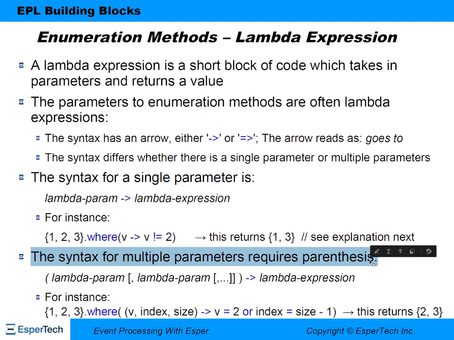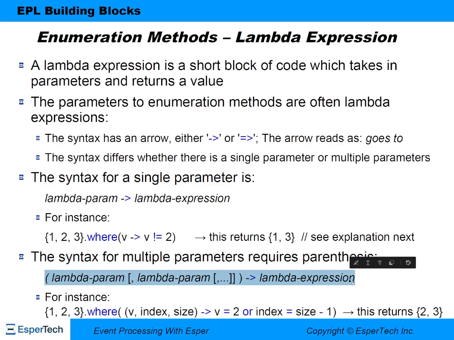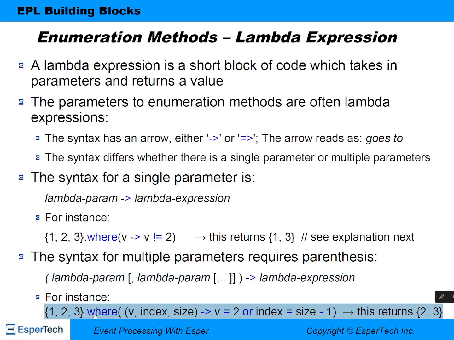The syntax for multiple parameters requires parenthesis: (lambda param, optionally more lambda param) goes to lambda expression. For instance, {1, 2, 3}.where((v, index, size) => v = 2 or index = size - 1). This expression returns the values 2 and 3.